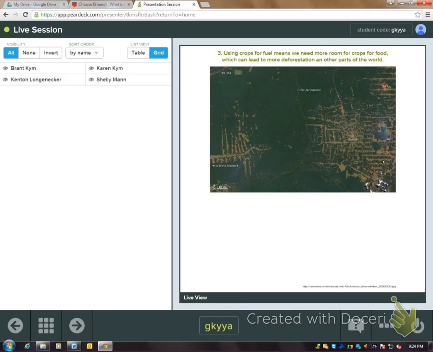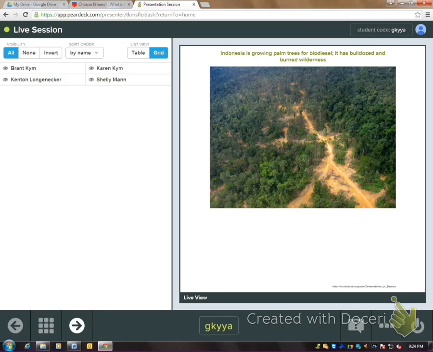A third aspect then, when you use crops for fuel, that means you have to have another place to grow crops for food, and this can have a worldwide impact. Even as you push from a crop in Illinois, it can affect a crop in Brazil, and eventually that can lead to more deforestation in other parts of the world. So what you see in this picture is the further deforestation of the rainforest in Brazil. Here's an example in Indonesia. They are clearing forest right now for palm oils, for biodiesel.